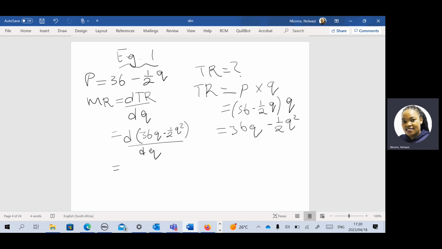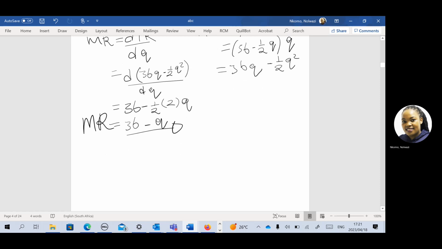If we differentiate 36Q with respect to Q, we'll get 36, right? And we have minus 1 over 2 Q squared. If we differentiate this, we should get 2Q, right? And you can simplify this further. So we have minus half times 2, that gives us 1. So that means we have 36 minus Q. This is your marginal revenue.